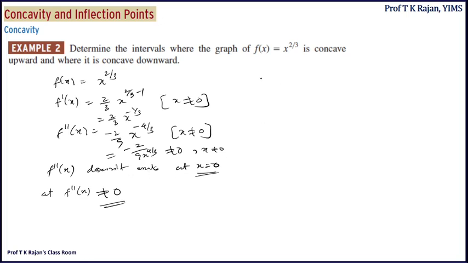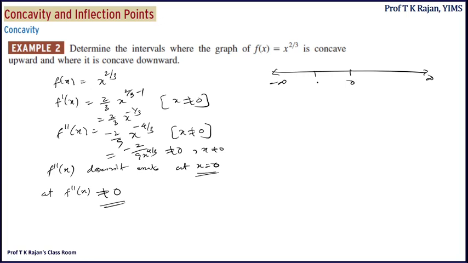So what does it indicate? This 0 is a very important point here. We have that point of division of the domain where f double dash x equal to 0 or f double dash x does not exist. There is no point where f double dash is equal to 0 here. There is only one point where f double dash x does not exist. So divide the interval minus infinity to plus infinity into two subintervals, minus infinity to 0 and 0 to infinity.